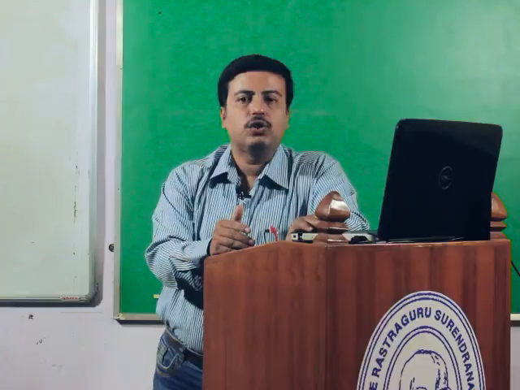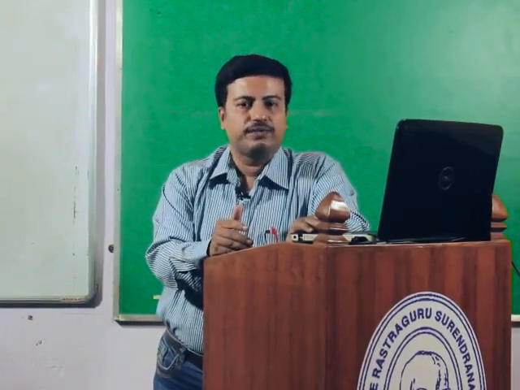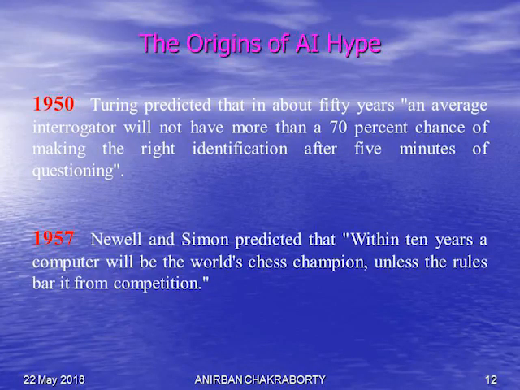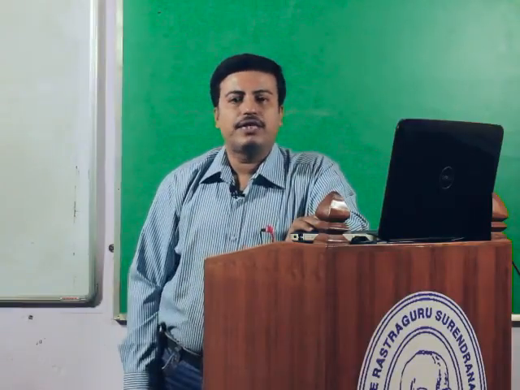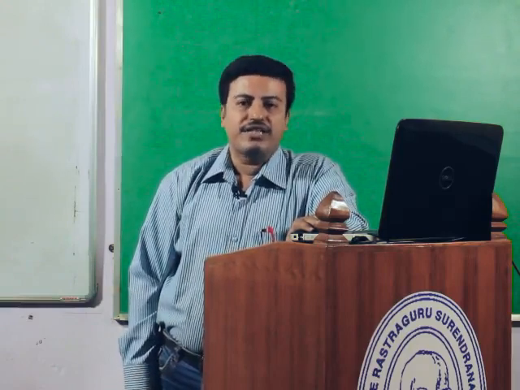In 1950, Turing, whose name I have already mentioned before, first predicted that within just 10 years, almost 70% of computers would be able to pass the Turing test. And in 1957, Newell and Simon predicted that within 10 years, computers would be able to beat any chess grandmaster.